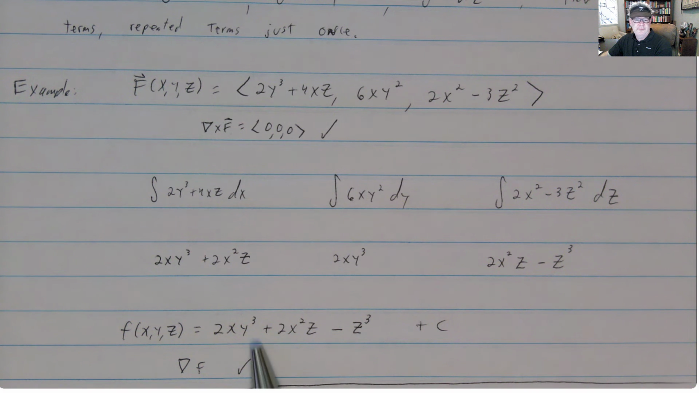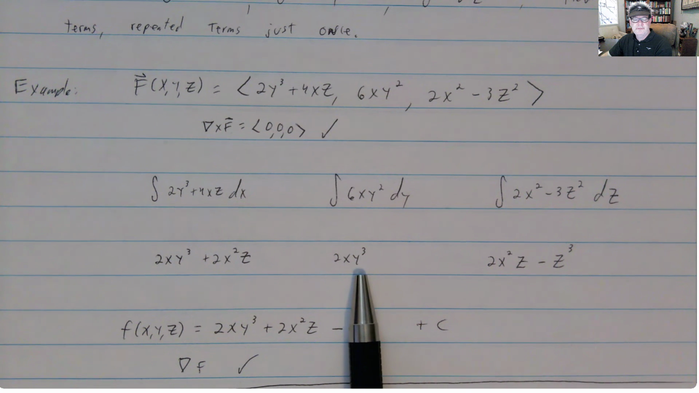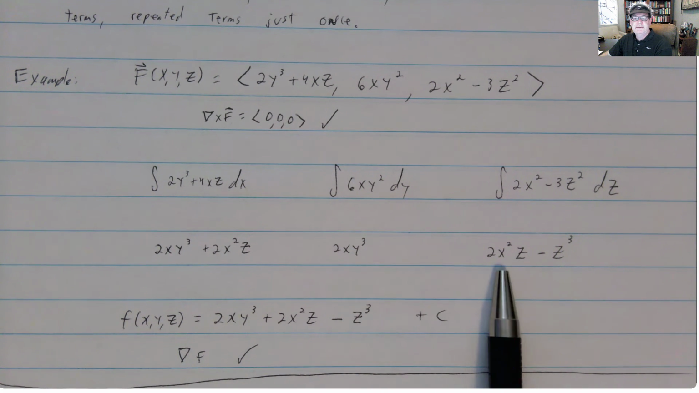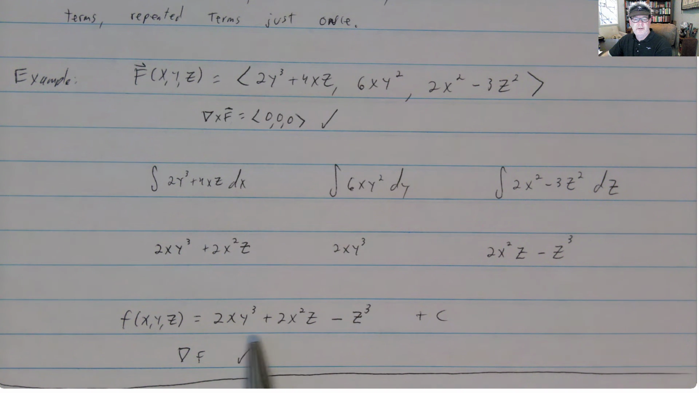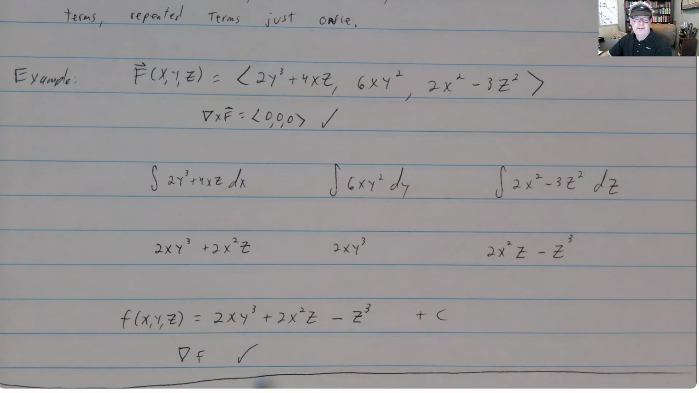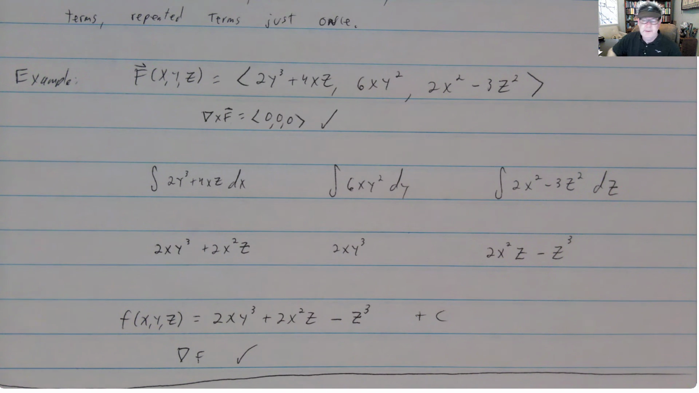So f, if I collect all the terms, is this plus this. That was already counted, so don't write it again. That was already counted, so don't write it again. But that's a new term. So collecting all the terms, I get this. And you can verify the gradient will work.